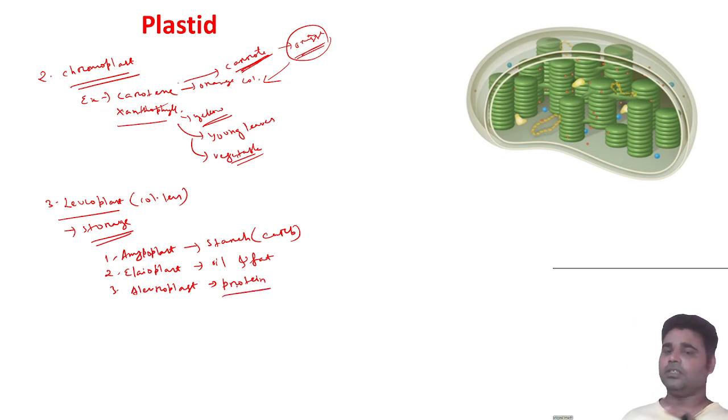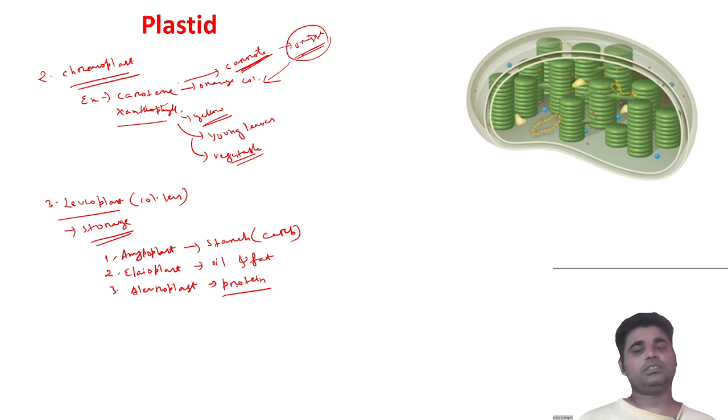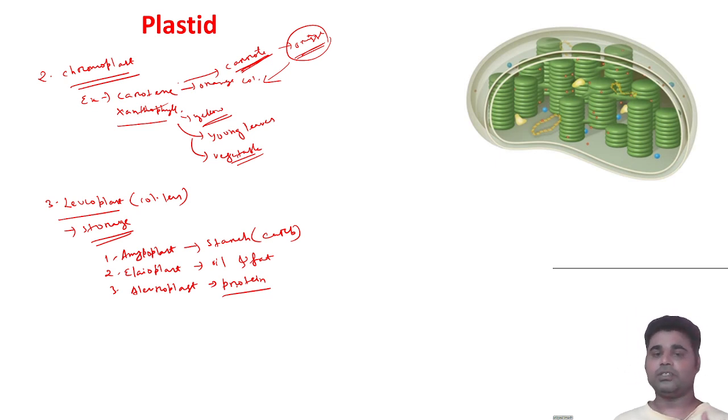So different types of leucoplast are present, which store different types of molecules. Some contain the starch, and it is called amyloplast. Some store the oil and the fat, and it is called the elaioplast. And some contain the protein, and it is called the aleuroplast. This is all about the plastids, that means the chloroplast, chromoplast, and the leucoplast.